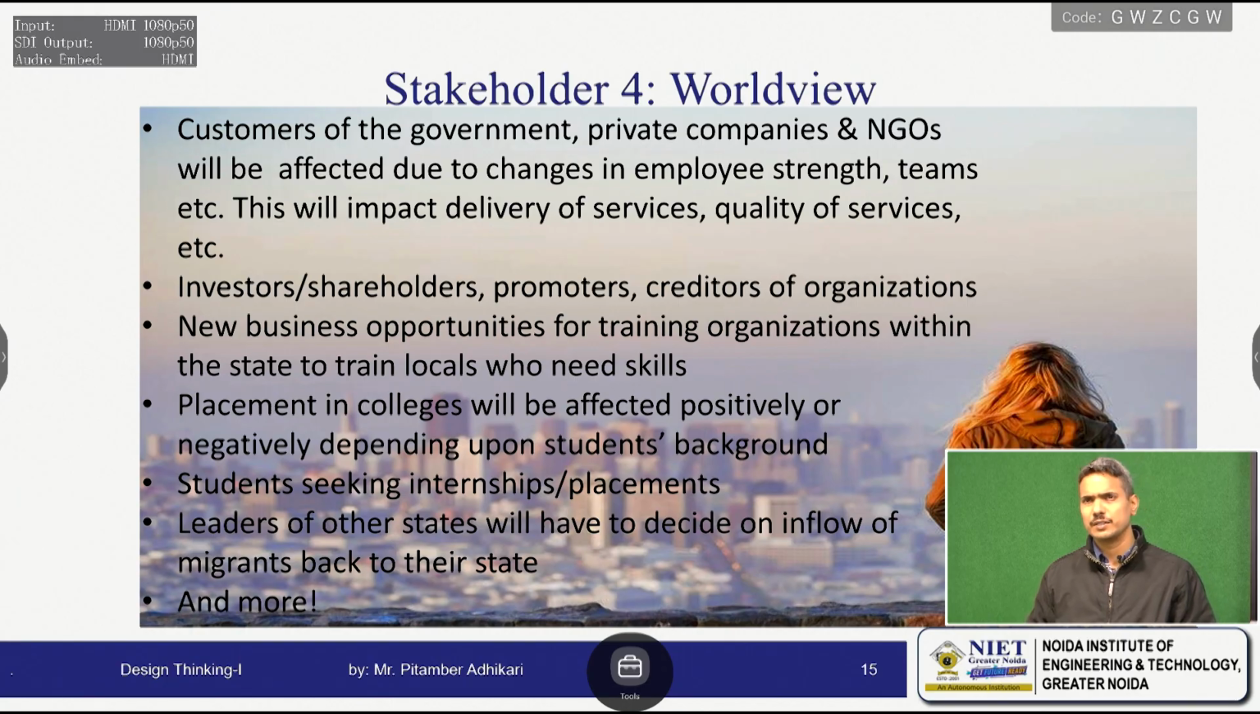Okay, then after this the different leaders of other states, we can put these leaders into this category, because now they have to look for other alternatives, because there will be a large inflow of migrant workers in their state. So they have to look at this, and they will also be impacted. So we can put all these in the category of worldview. Here all the stakeholders who are affected, or we can say there is an indirect impact on these stakeholders, we can put in this particular category, that is worldview. So this is the fourth one.